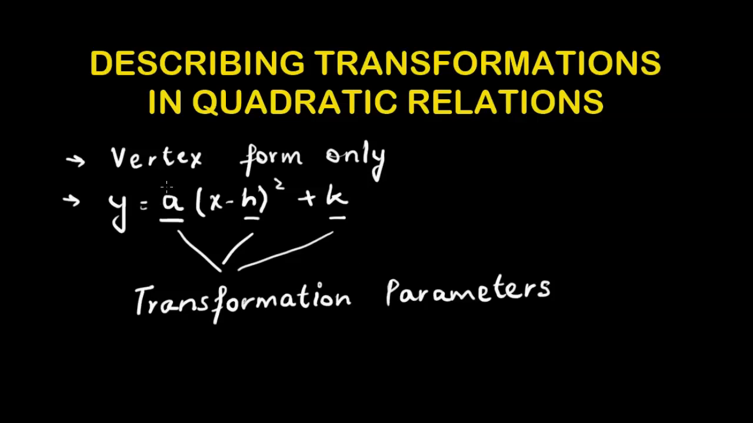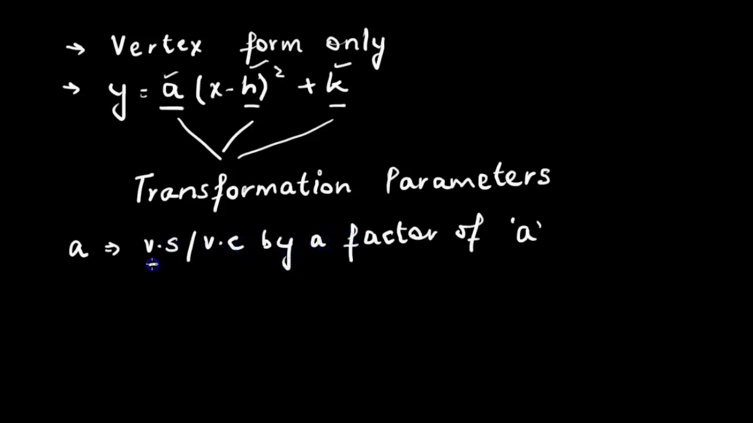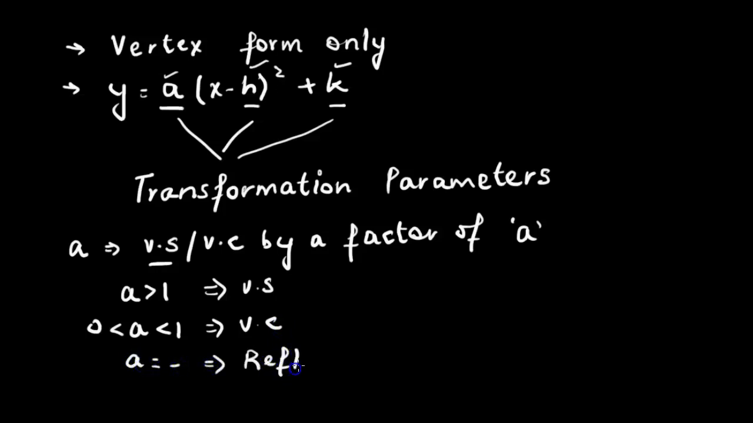We already understood the meanings of a, h and k in the previous video lesson. However, we will quickly summarize it here as well. If a is given in a quadratic relation, it shows that the graph is going to be vertically stretched or vertically compressed by a factor of a. When the a value is greater than 1, it's a vertical stretch. When the a value lies between 0 and 1, it's a vertical compression. One more thing a describes is that if a is negative, then it represents reflection over the x-axis.